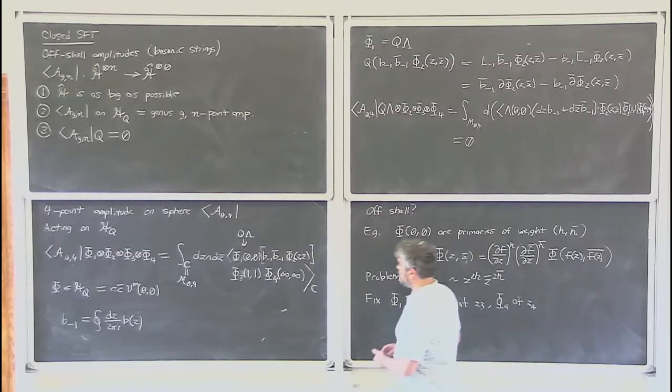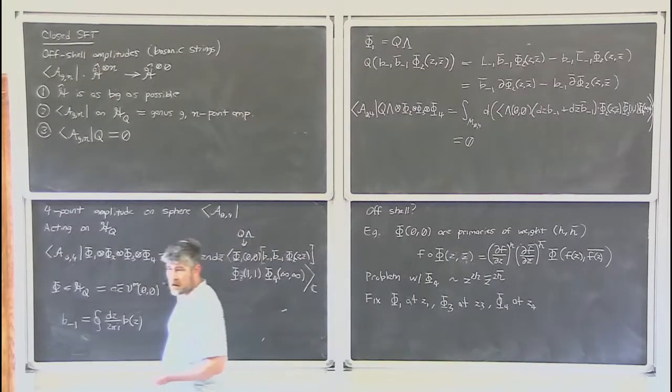Could you think of making eventually a field definition which is z1, z3, and z4 dependent in such a way that you get that inverse? Yeah, so I will comment on this in a moment.